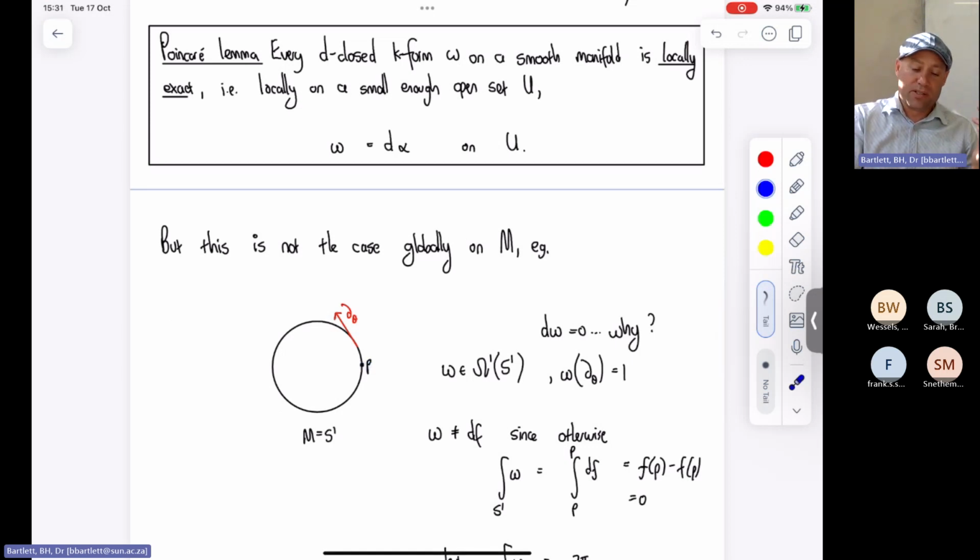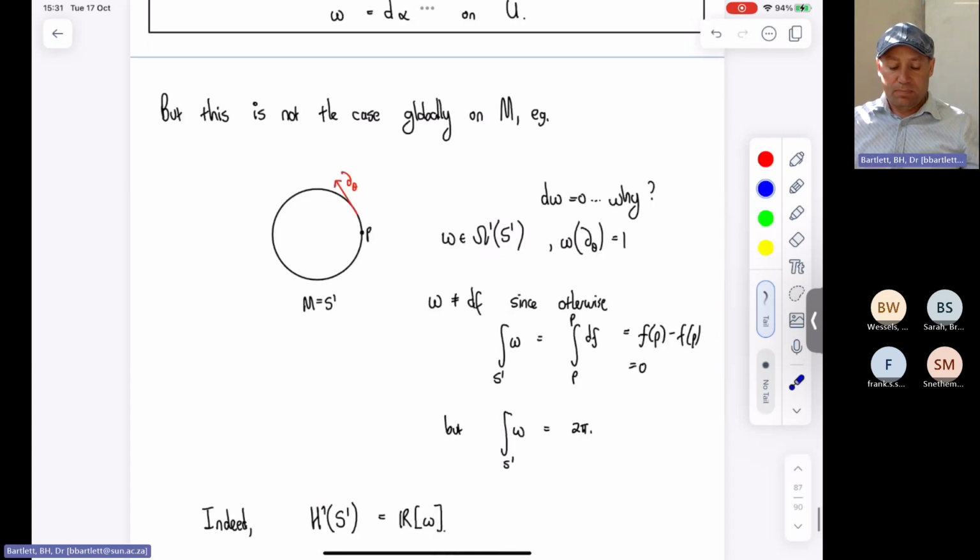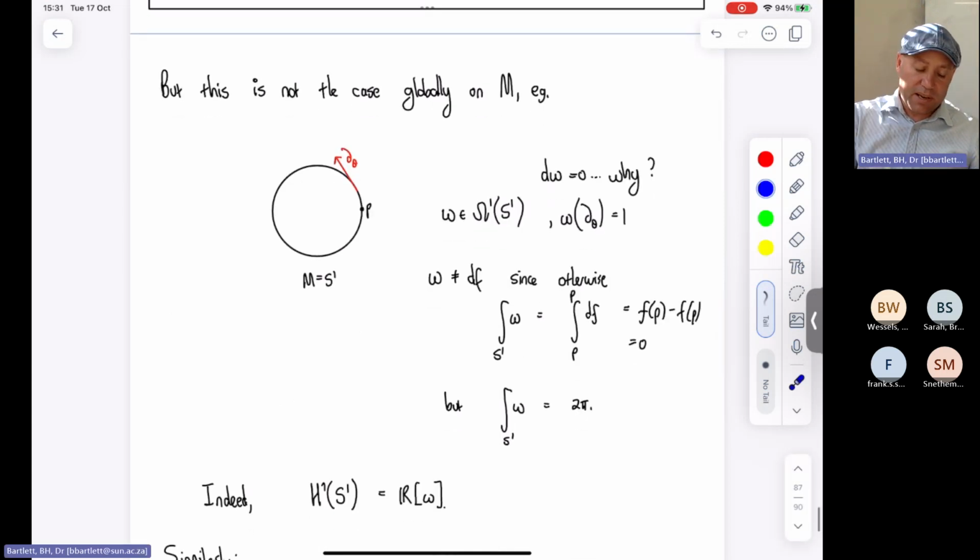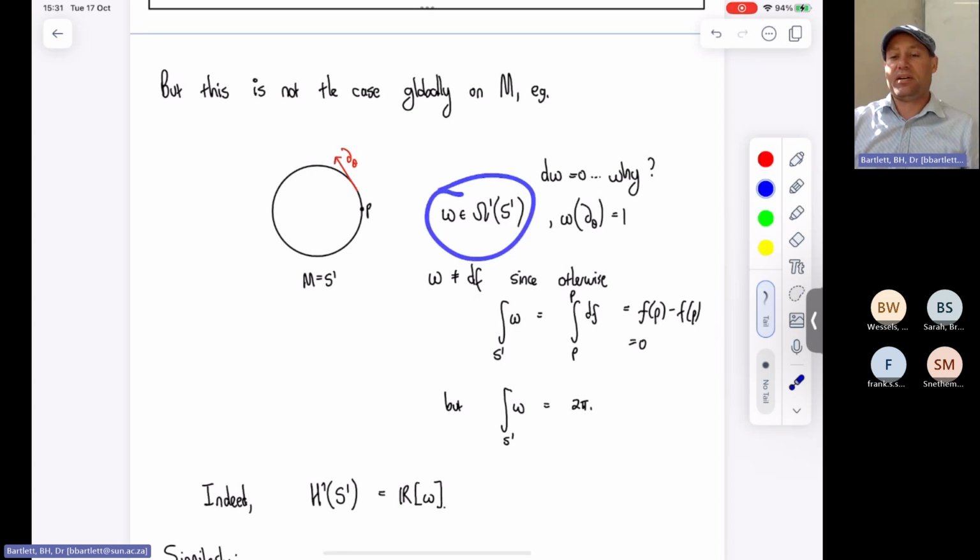That's the problem. So that's why I'd have to exclude a certain point, and then I can get a well-defined angle on the circle. But I can't get a well-defined angle globally. So just to summarize, the first de Rham cohomology of the circle is the one-dimensional vector space spanned by this particular one form.